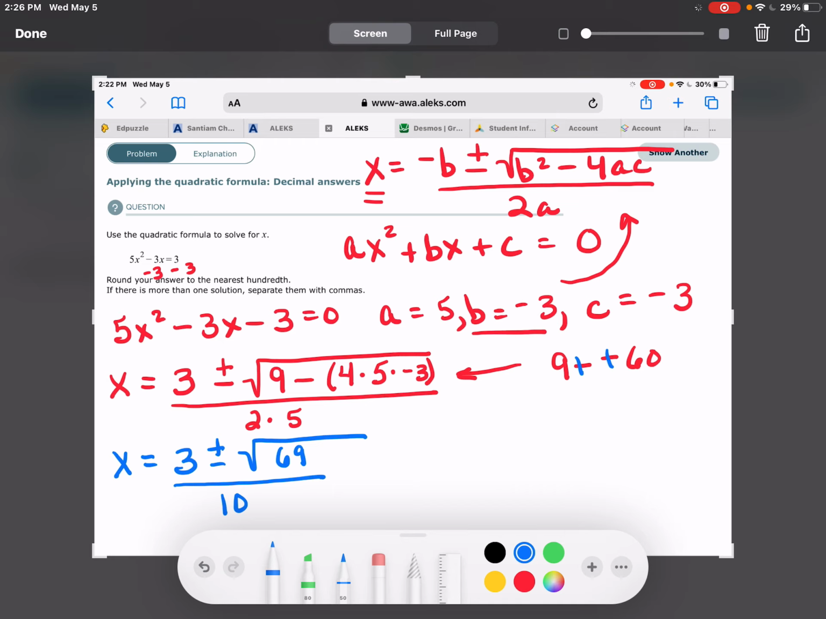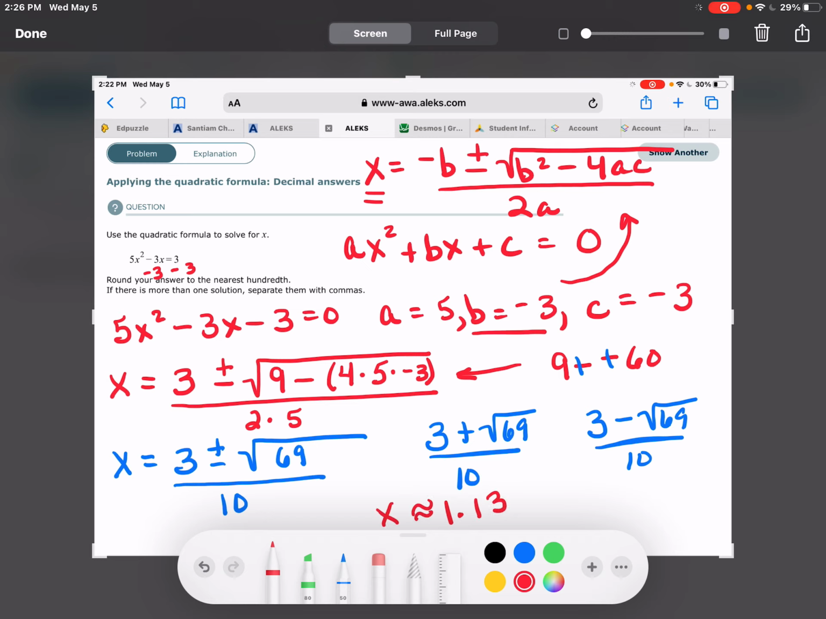So I know I have two things to solve here. I need to do 3 plus the square root of 69 divided by 10, and I need to do 3 minus the square root of 69 divided by 10. I'm going to use a calculator. 3 plus the square root of 69. I always hit enter when I have stuff on the top of a fraction. I get 11.3066. I'm dividing that by 10. It's going to move that decimal to make it 1.13066. We're rounding to the nearest hundredth, 1.13. The next number is a 0, so that doesn't round it up.